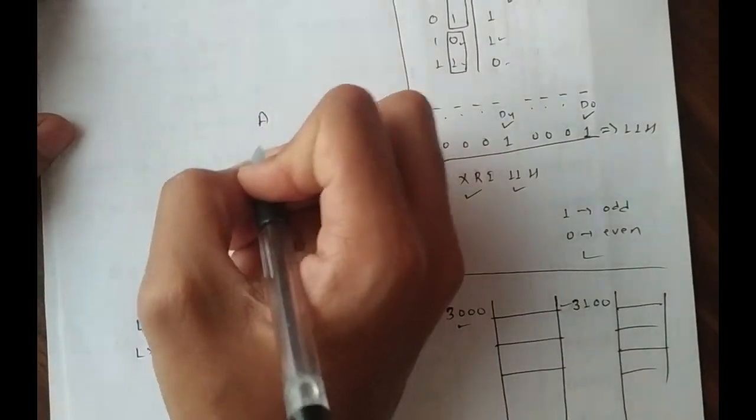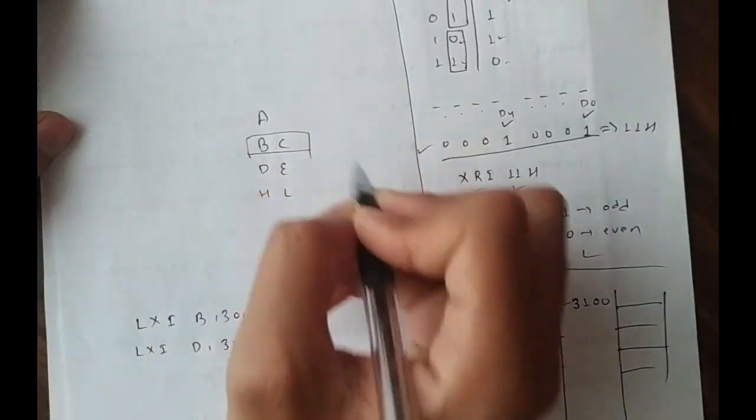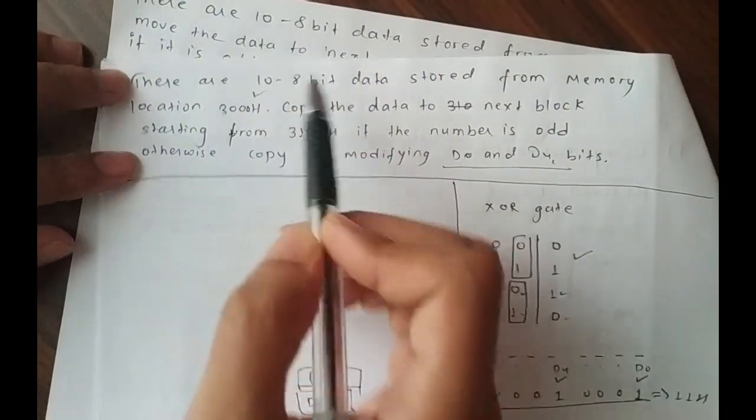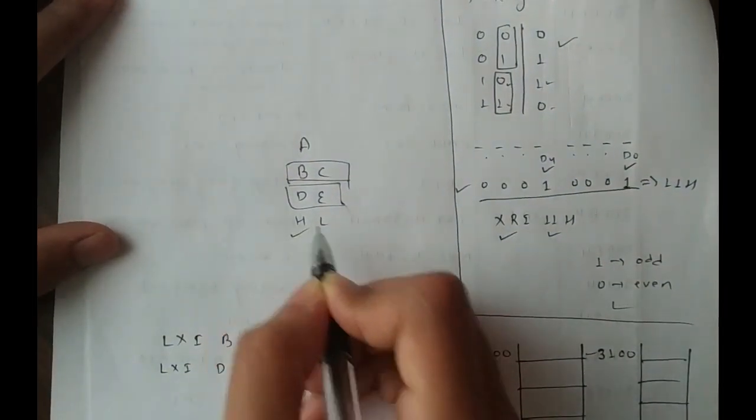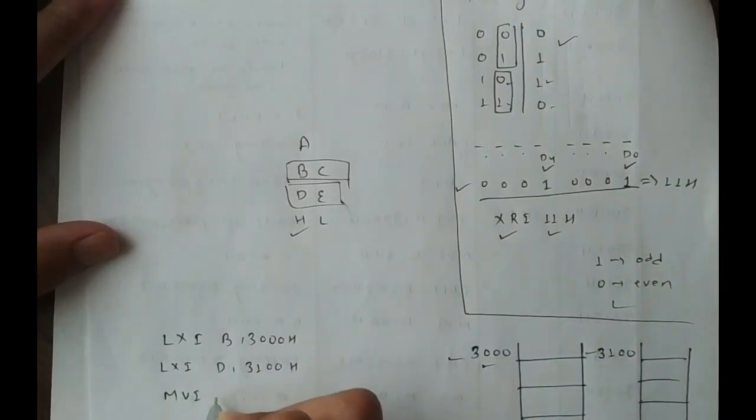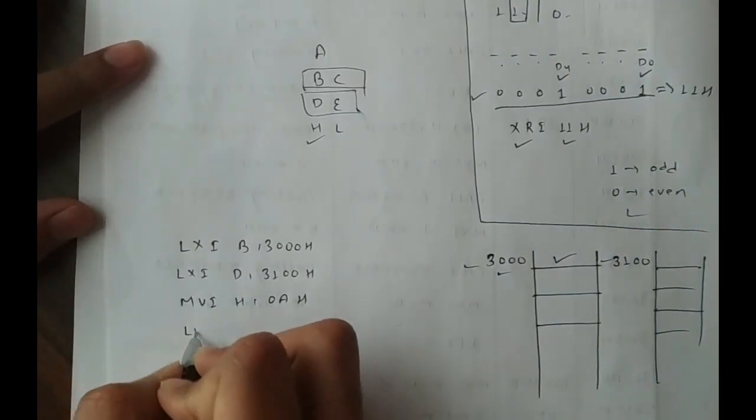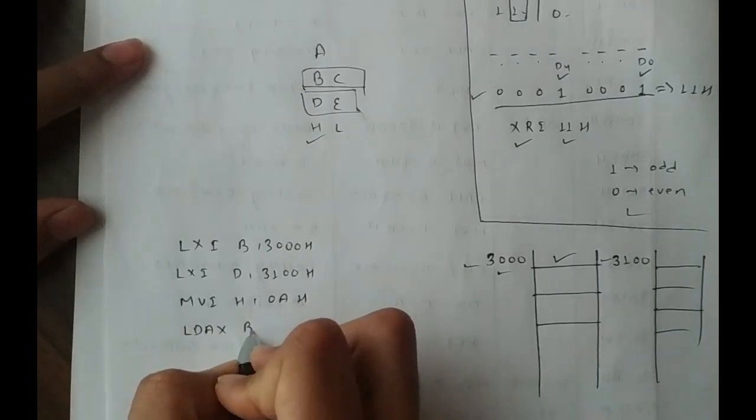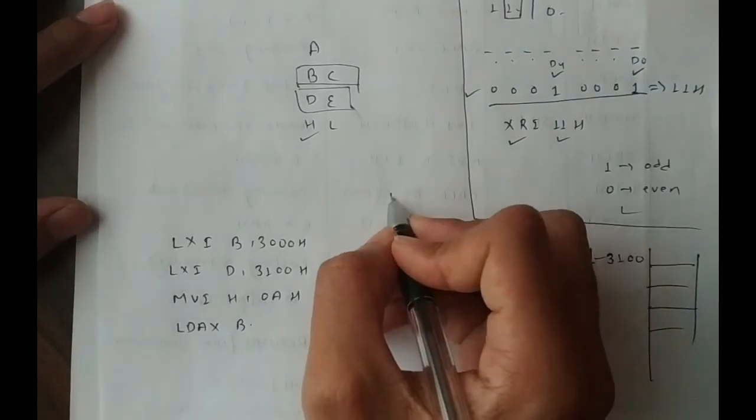The registers available for us are A, B, C, D, E, H, L. We have used BC and DE. Now we have to copy 10 numbers. So we have to place the counter as 10. For the counter, let's use this register, MVI H, 0AH. Now we have to load the number present in this memory location to the accumulator. For that, we have LDAX B. Now the number present in this memory block will come to the accumulator A register.